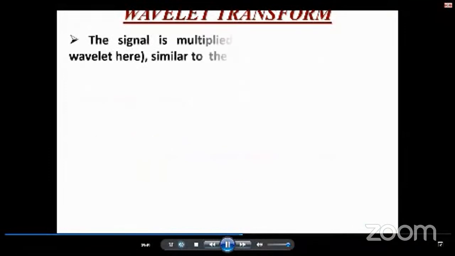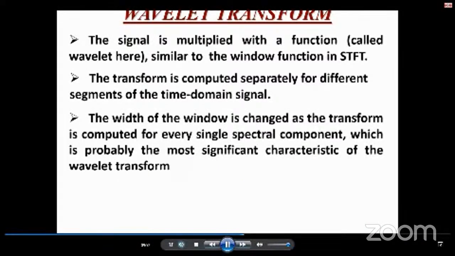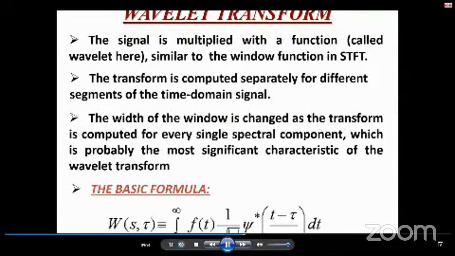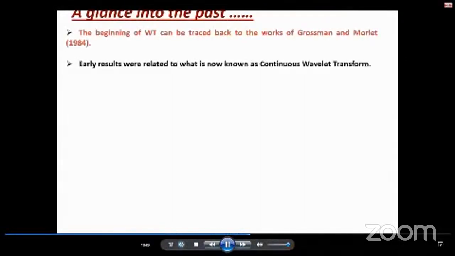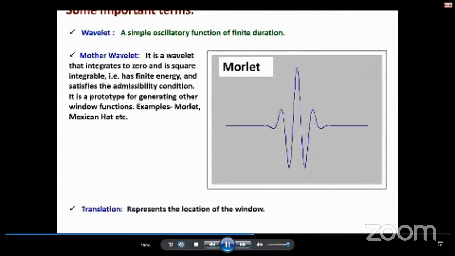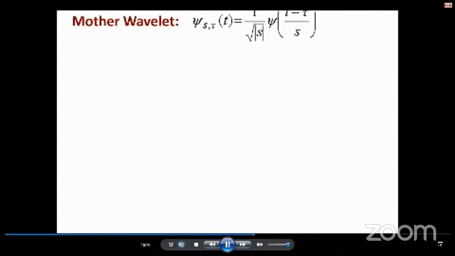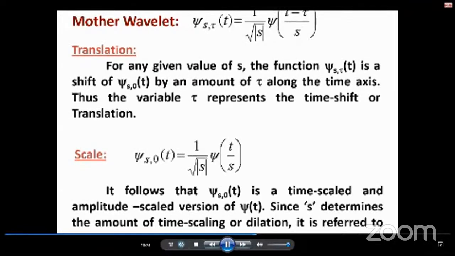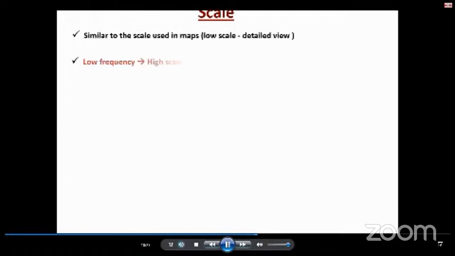I'm going fast because wavelet transform is also very popular in the analysis of transient signals. The width of the window changes as the transform is computed for every single spectral component. So wavelet transform is very efficient in the analysis of non-stationary signals. I would skip these slides because there are many kinds of wavelets available for the analysis. And in this paper, continuous wavelet transform has been applied.